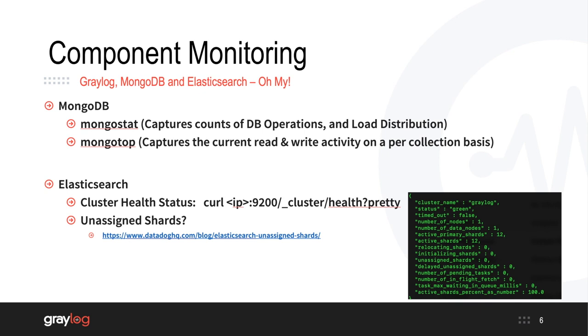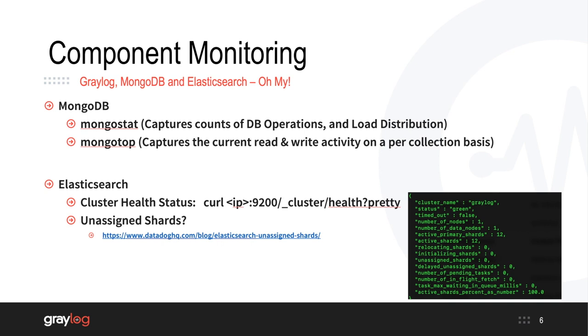Now, getting into the component monitoring, there's really three main ones. Obviously, there's MongoDB, Elasticsearch, and Graylog. MongoDB, again, is where we keep our configuration data. So it's any of the licensing issues, any of the roles and permissions inside of the product.